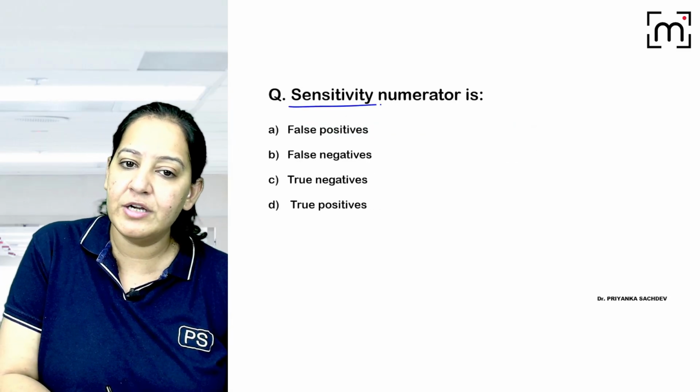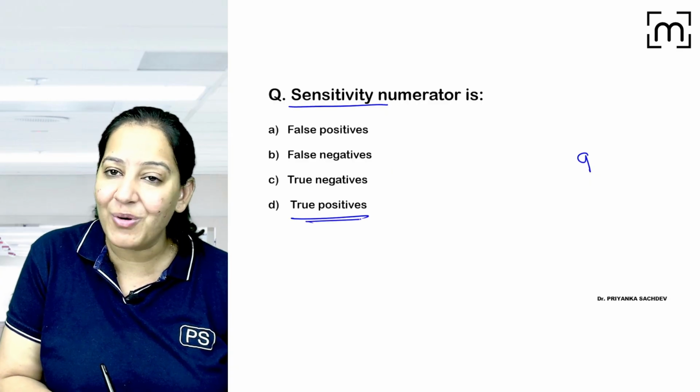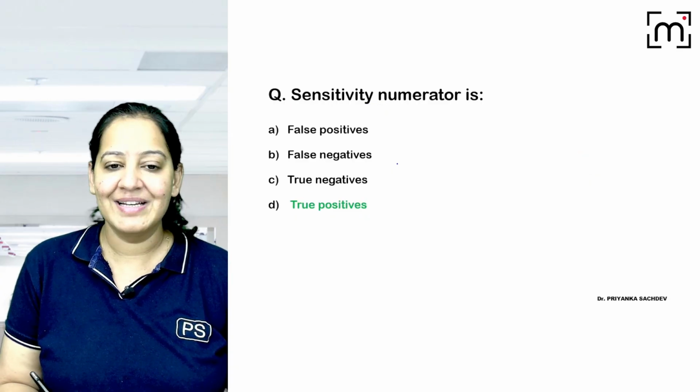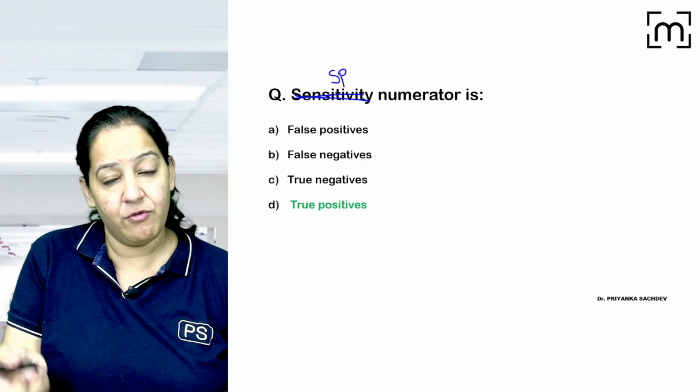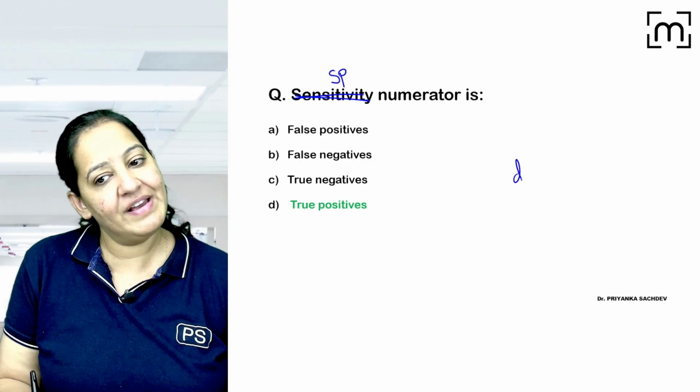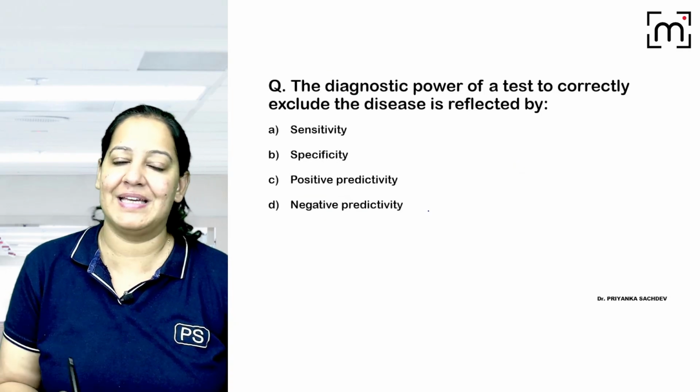The next is, what is the numerator of sensitivity? The numerator of sensitivity is always A, that is true positive, right? And if I change the question, instead of sensitivity, if I ask you specificity, what is the numerator of specificity? It's always D, that is true negative. So in that case, the answer will become C.